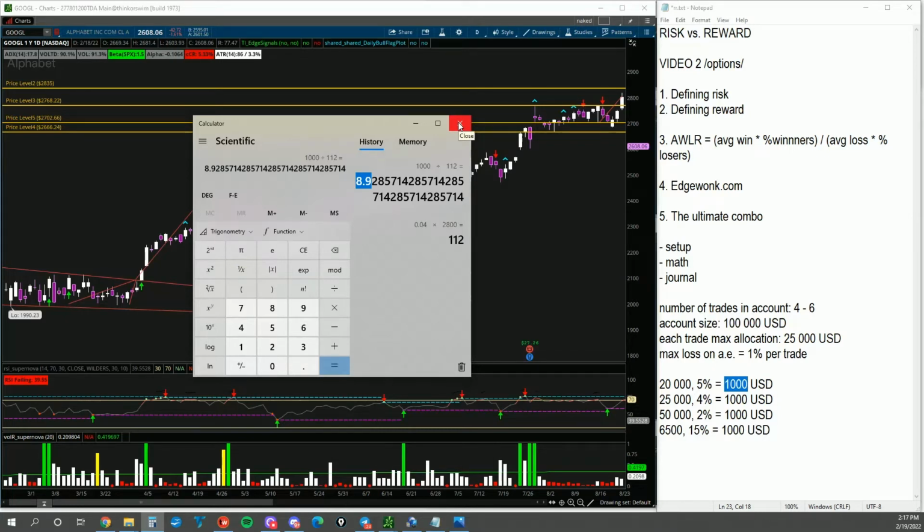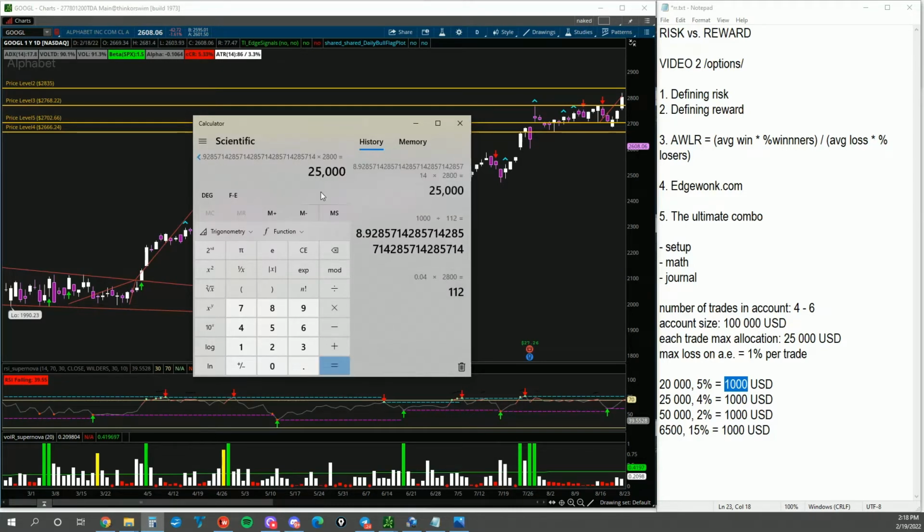And the maximum that you'll be risking if your stop loss is hit is $1,000. You buy 9 shares of Google, which, if you are doing this times 280, it's an investment of $25,000. Surprise, surprise. Look at what we have right here. Boom, $25,000.